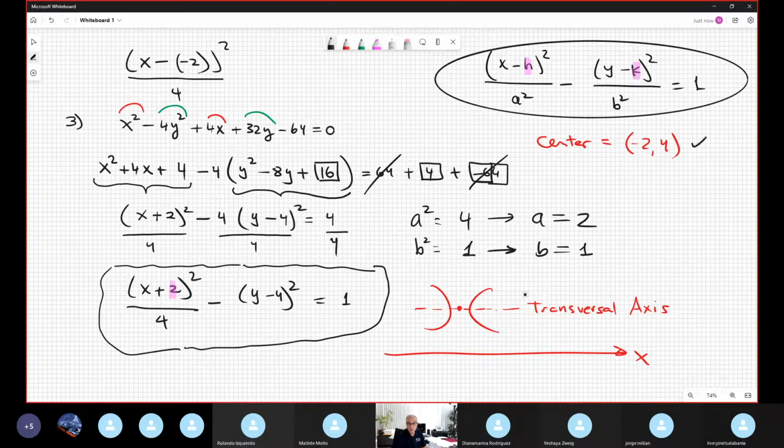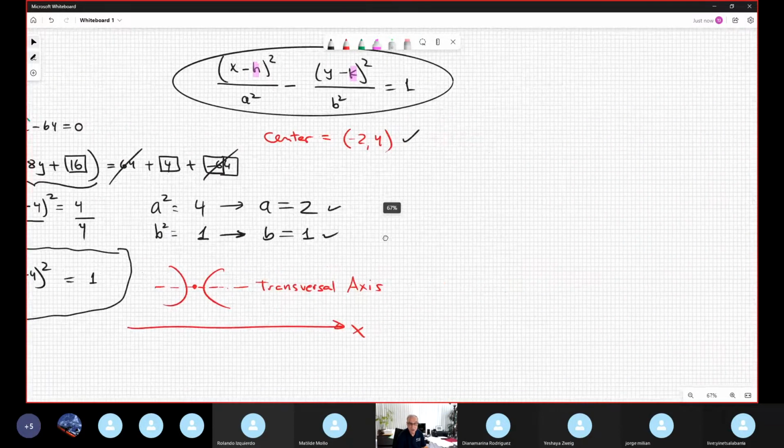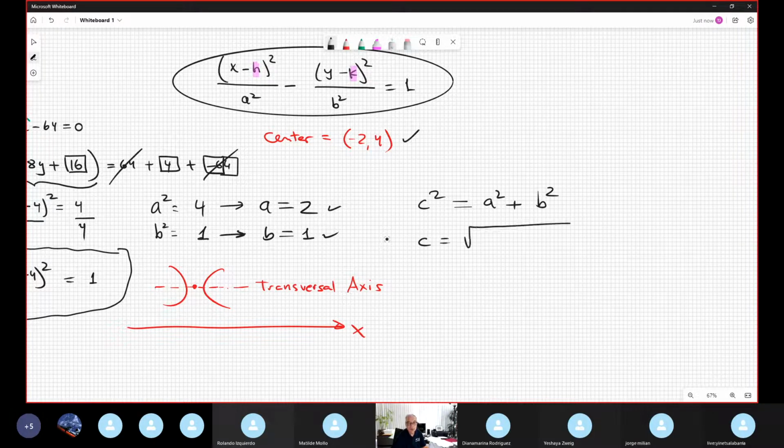And with this information and this information A and B, I need to find the foci. Let me try to find the foci position. This time for the hyperbola, C squared is equal A squared plus B squared. Don't confuse it with the formula for the ellipse, it's different. C is equal to square root of A squared, 4, plus 1. It's radical 5, and radical 5 is irrational number. It's approximately 2.23.